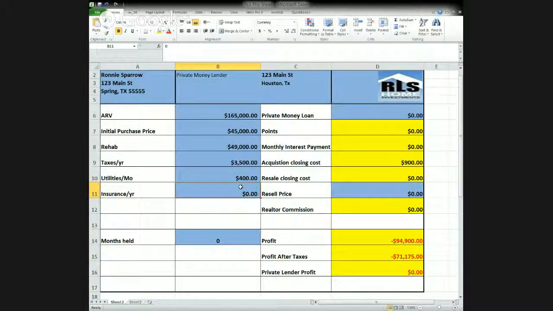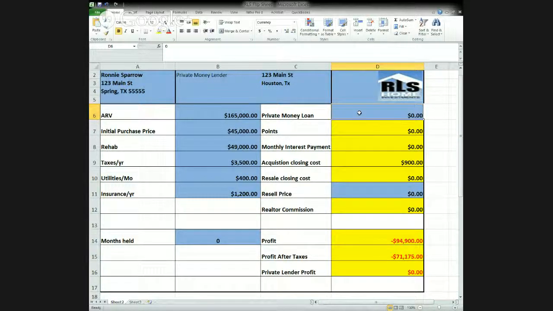So your insurance, you're going to need to get insurance when you close on the property, your initial acquisition. So they're going to make you pay that up front. We'll say the insurance is typically $1,200 a year. This is going to be for your months held. So however long you hold the property, it's going to deduct from your profit. So we don't know that yet, so let's not go there. So we come up here. How much money are we going to need to borrow to get this house?